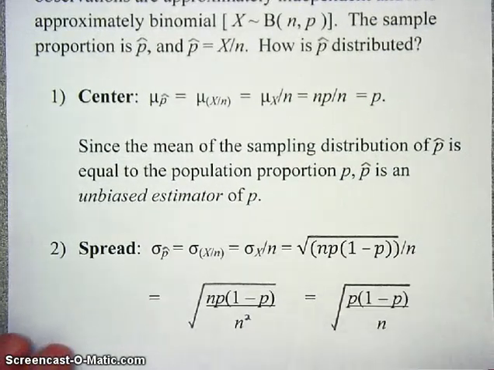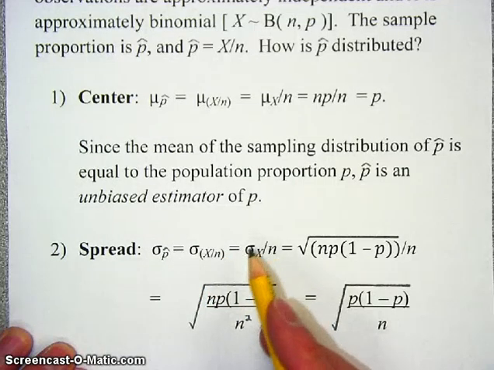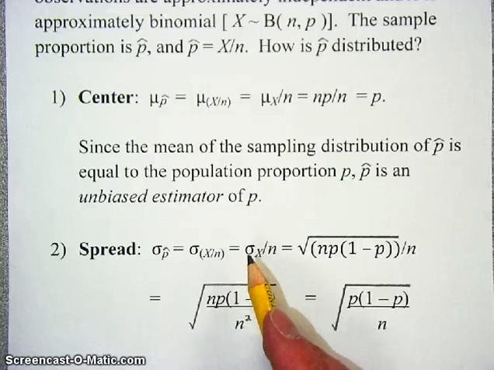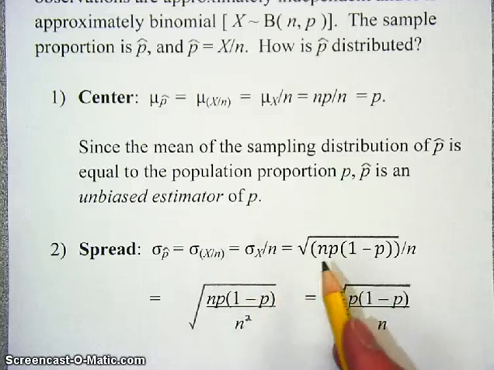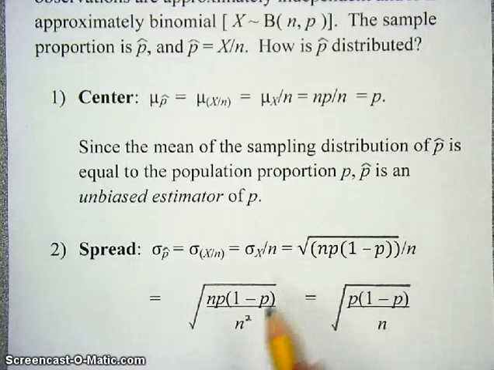Secondly, the spread. The standard deviation of p hat is the standard deviation of x over n, which is just the standard deviation of x divided by n. Now, from our binomial distribution, we know that the standard deviation of x is the square root of n times p times 1 minus p. We're going to divide that standard deviation by n. And the way we're going to do that, we're going to bring that n inside the radical and square it. And then we're going to cancel that n up there with one of these n's down here, and we're going to wind up with the square root of p times 1 minus p over n. So this is the expression for the standard deviation of the distribution of p hat.